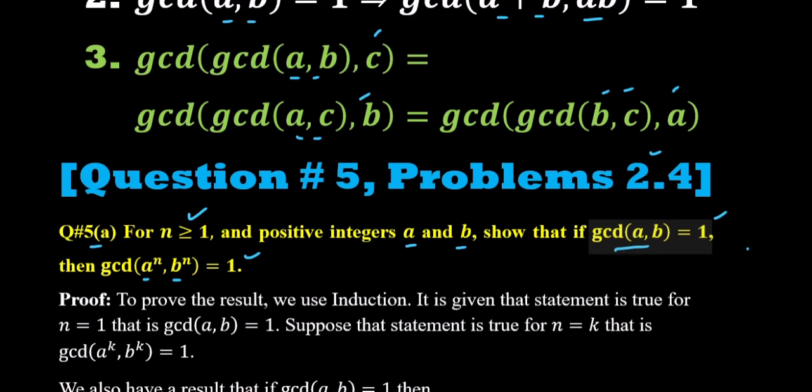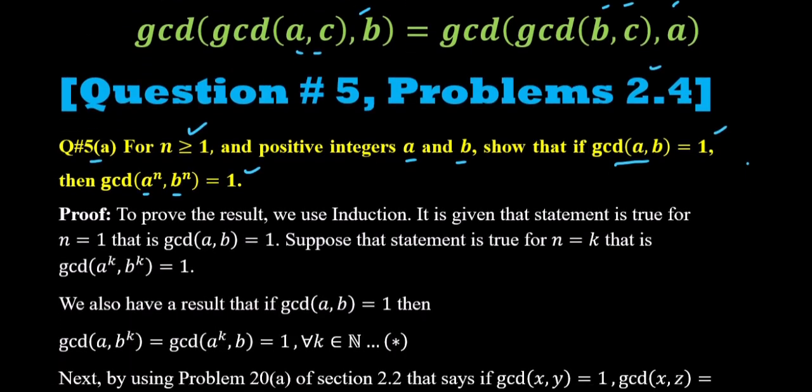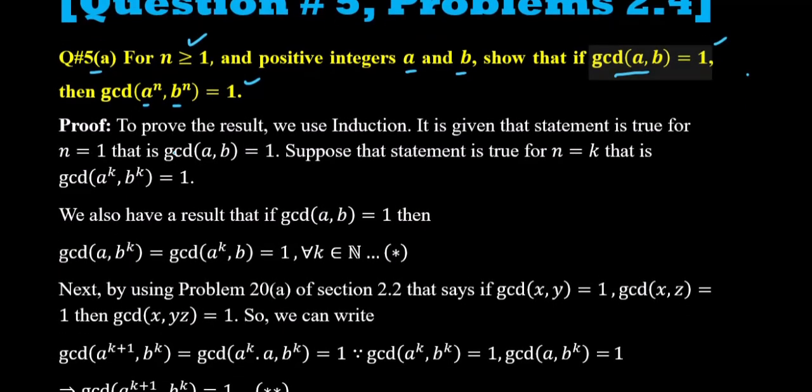I will prove this question in two ways. The first method is mathematical induction. To prove the result, we use induction. So according to mathematical induction, the first statement is the result should be true for n is equal to 1. It is given that the statement is true for n is equal to 1. This is obvious. When you put n is equal to 1, this becomes GCD of A and B is equal to 1, and this is given. So the result is clearly true by definition.